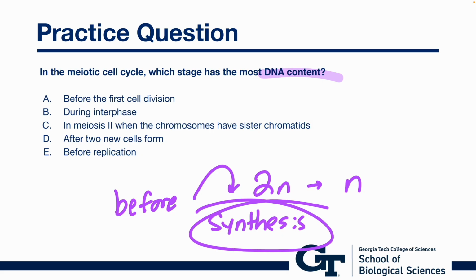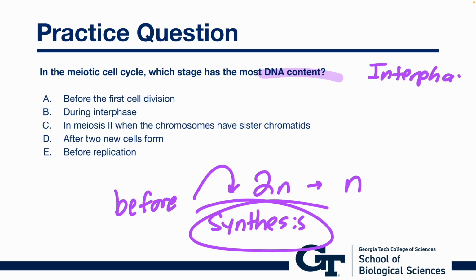And we can rule out basically everything based on that, identifying that the DNA content in the cell is going to be greatest when we synthesize a copy of it. So it's not going to be before replication. That makes no sense. It's not going to be during interphase because that has a normal amount of DNA. And it's not going to be in meiosis 2 because the cell is already divided. And not after two cells form because, again, every division reduces DNA content. It's going to be between interphase and division, right?